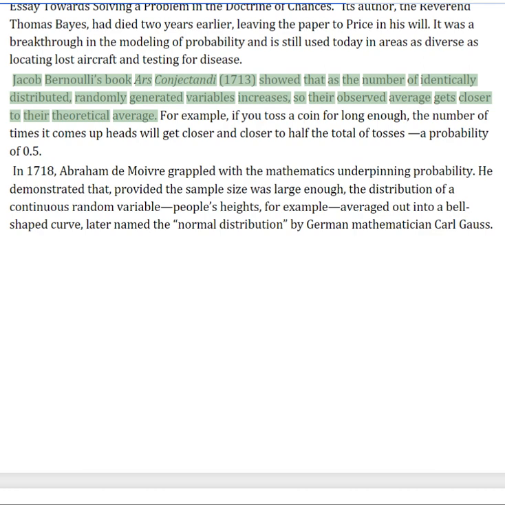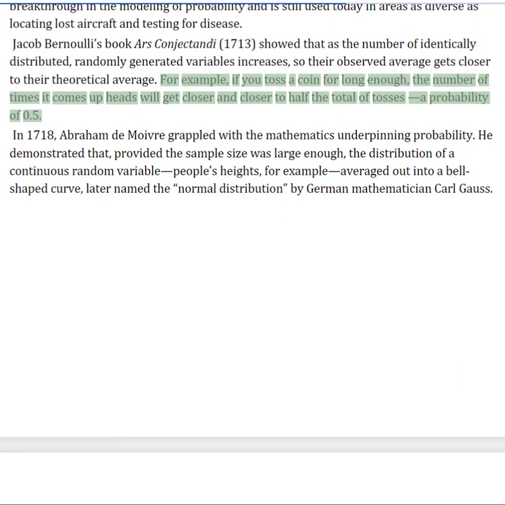Jacob Bernoulli's book Ars Conjectandi showed that as the number of identically distributed, randomly generated variables increases, so their observed average gets closer to their theoretical average. For example, if you toss a coin for long enough, the number of times it comes up heads will get closer and closer to half the total of tosses, a probability of 0.5.